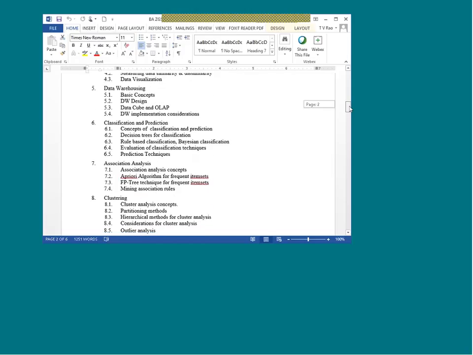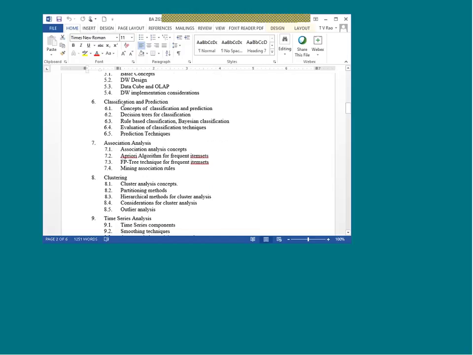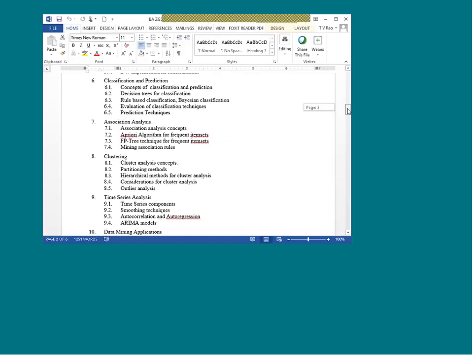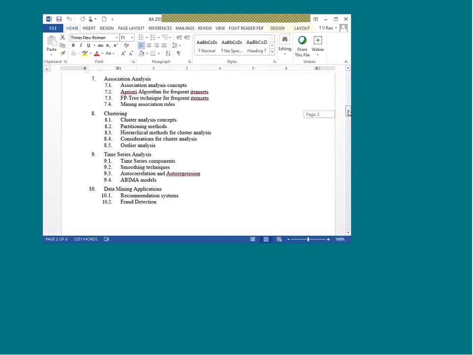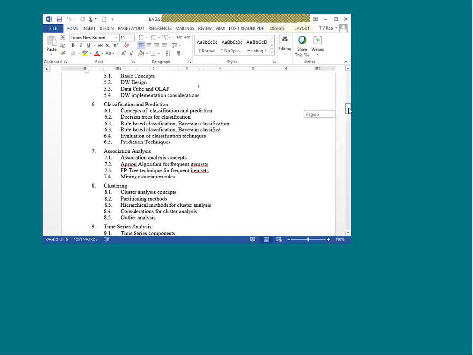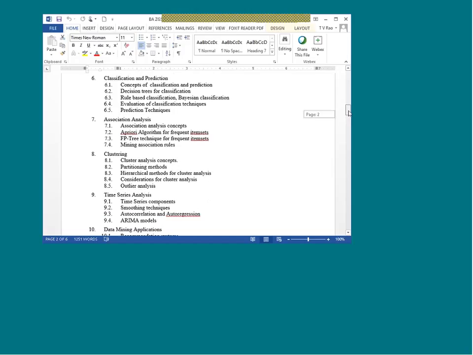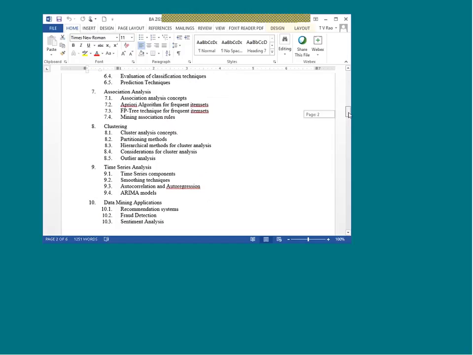Then we start looking at the major analytic tasks that we're going to study. First one is classification and prediction. Then we are going to study association, which is also referred to as market basket analysis. And then we are going to study clustering. And then we are going to study time series. So these are the 4 analytic tasks that are going to take the bulk of our time. We may be spending 60–70% of our time on these 4 analytic tasks: classification and prediction, then association, then clustering, then time series analysis.